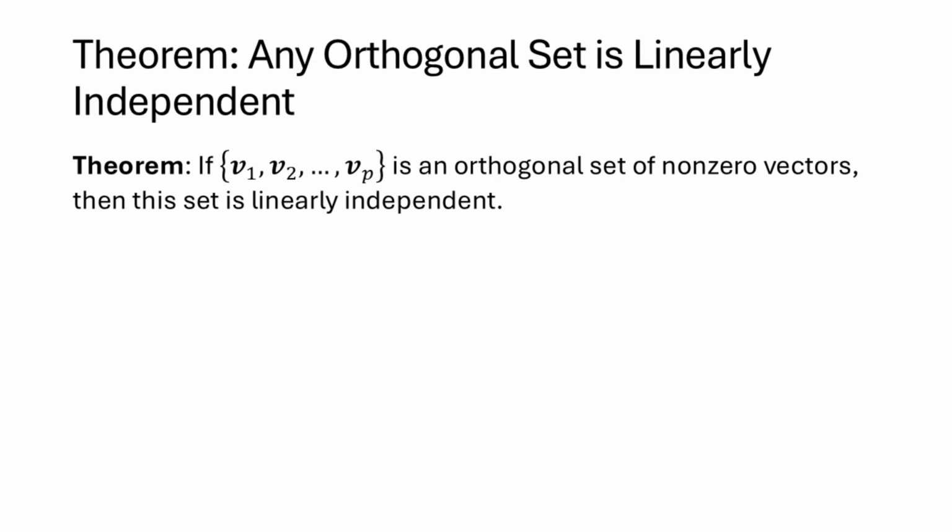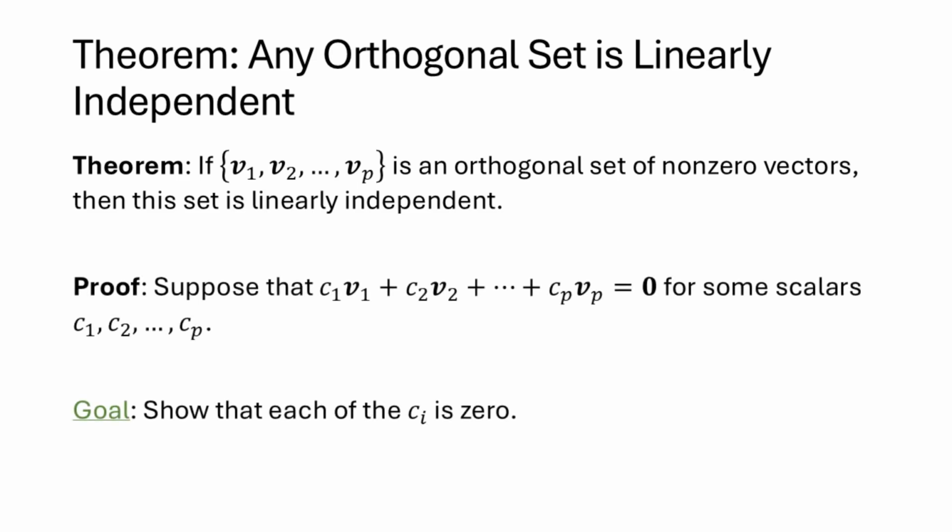Now this theorem tells us that any orthogonal set of non-zero vectors must be linearly independent. So to do this, we're going to just go back to the definition of linear independence. Linear independence would say that the only way that you could form a linear combination of these vectors and get the 0 vector as a result is if all those scalars are 0. So we set up a linear combination, c1v1 plus c2v2 plus and so on through cpvp equals the 0 vector, and our goal now is to show that each of those c scalars is 0.